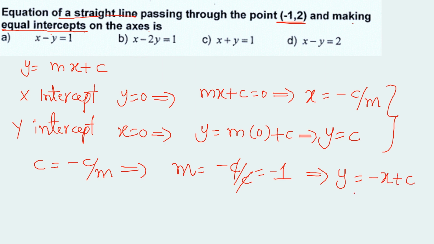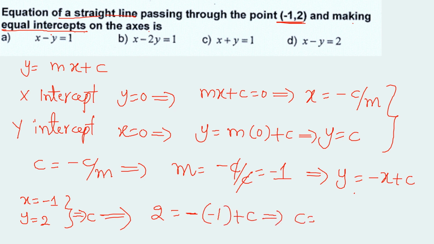Now let's substitute x equals minus 1 and y equals 2 in order to find the value of c. So 2 equals minus of (minus 1) plus c. That yields c equals 2 minus 1, that is equal to 1. Therefore the final equation is y equals minus x plus 1, that is x plus y equals 1. The correct answer is option C.